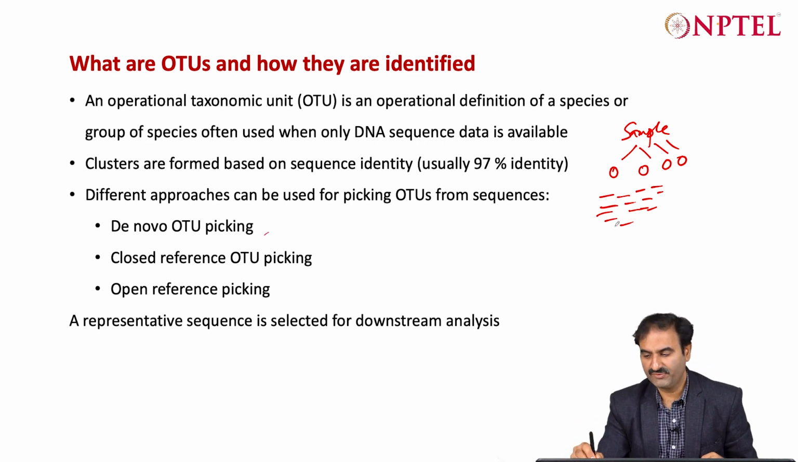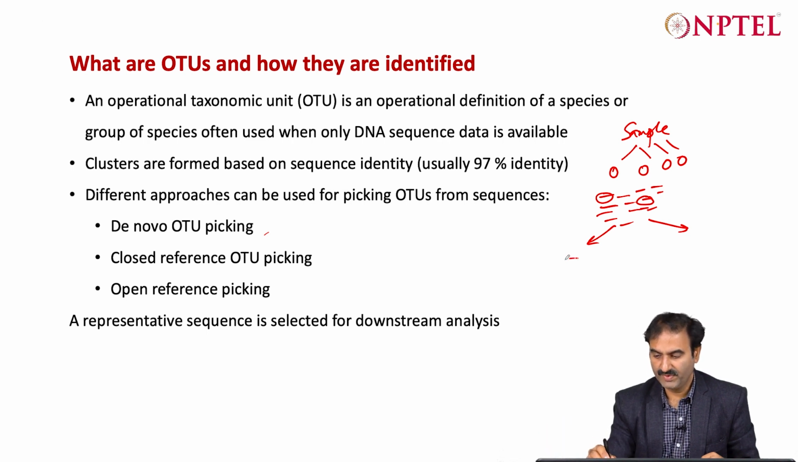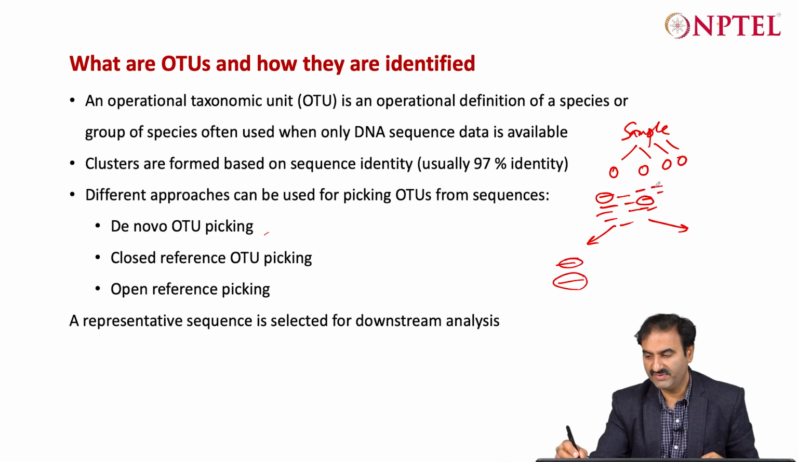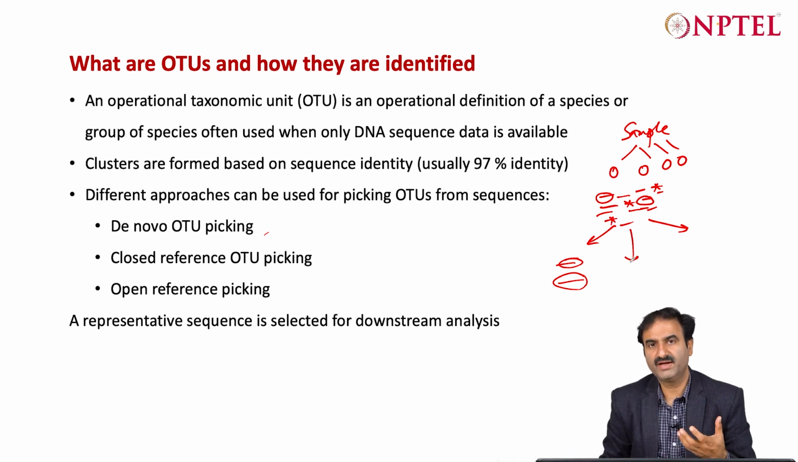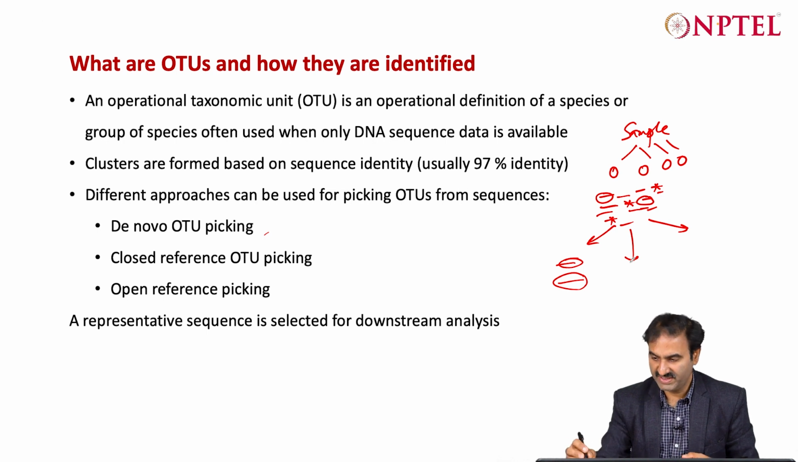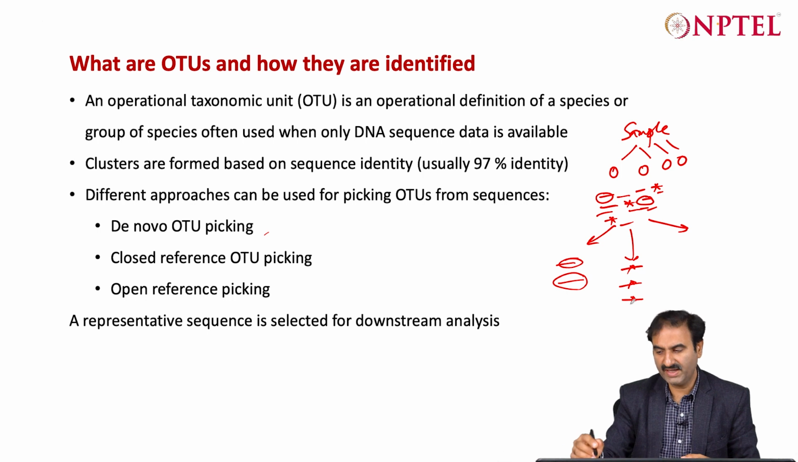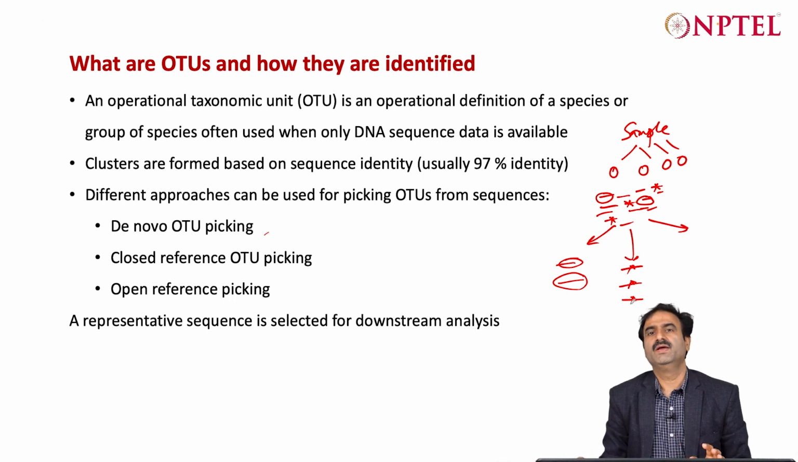So basically the idea is to segregate them. For example, if this piece and this piece show above-threshold identity, these two will be clustered together. If this one and this one are showing too much identity, that means they are coming from the same species. So they will be segregated separately, and this way you will segregate all the species.